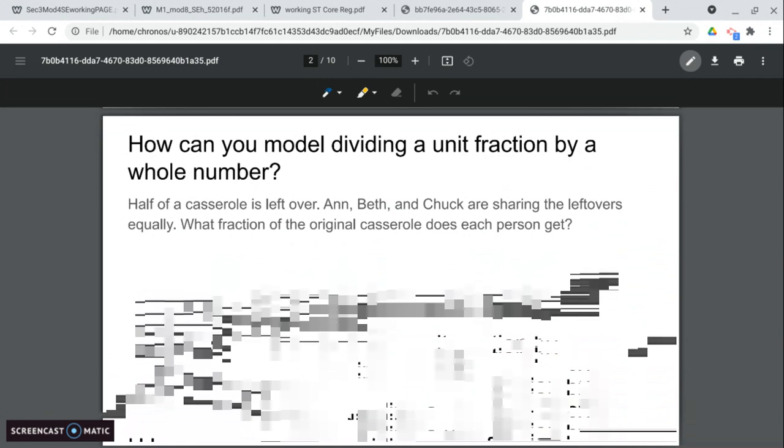Half a casserole is left over. Anne, Beth, and Chuck are sharing the leftovers equally. What fraction of the original casserole does each person get?